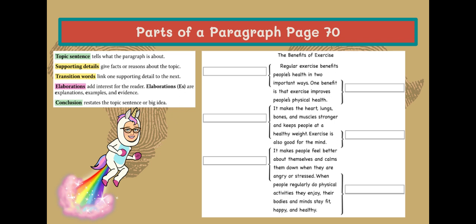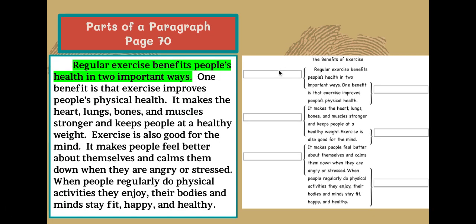Let's look at the first sentence of the paragraph. Regular exercise benefits people's health in two very important ways. This is our topic sentence. We're going to highlight it in green. If this is the topic sentence, what will it tell us? What is this paragraph going to be about?